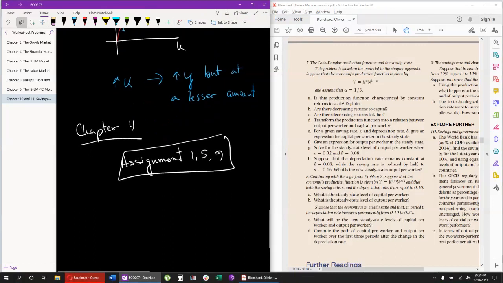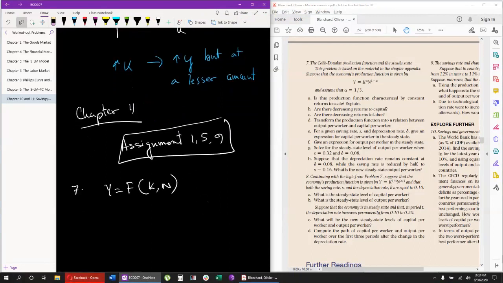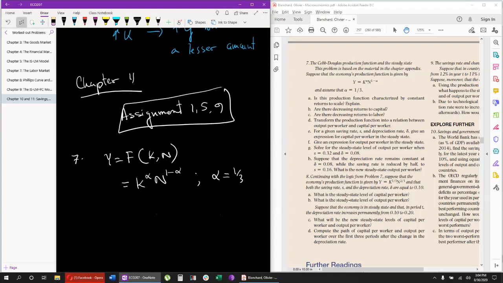So let's get started then with number 7. We have, once again, remember our production function is in this form. And the functional form that's given in number 7 is k to the power alpha n to the power 1 minus alpha, and it's given that alpha is equal to 1 by 3. So if we plug in that value, what we get is y is equal to k to the power 1 by 3 n to the power 1 minus 1 by 3, so 2 by 3. This is our production function.